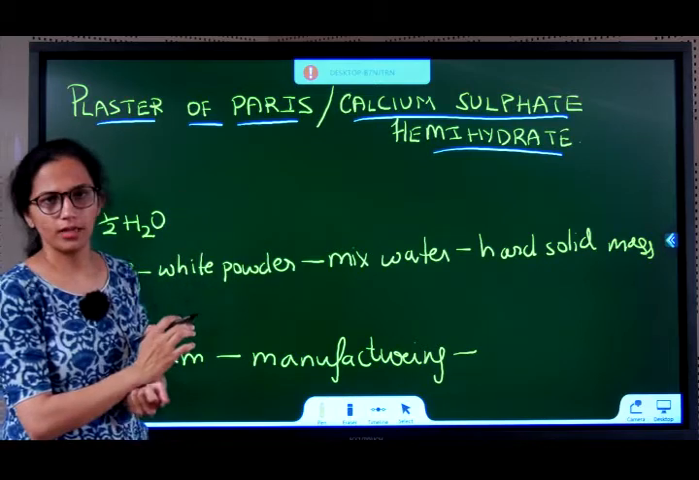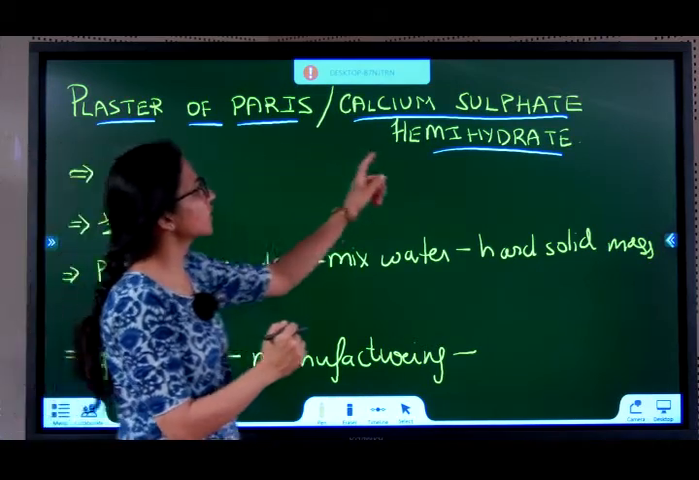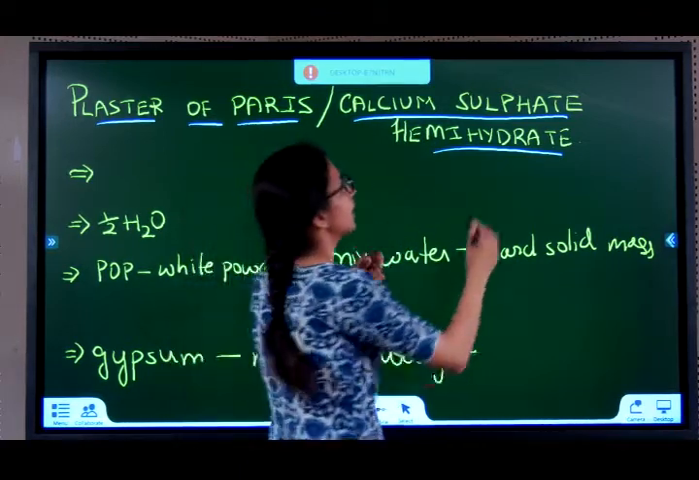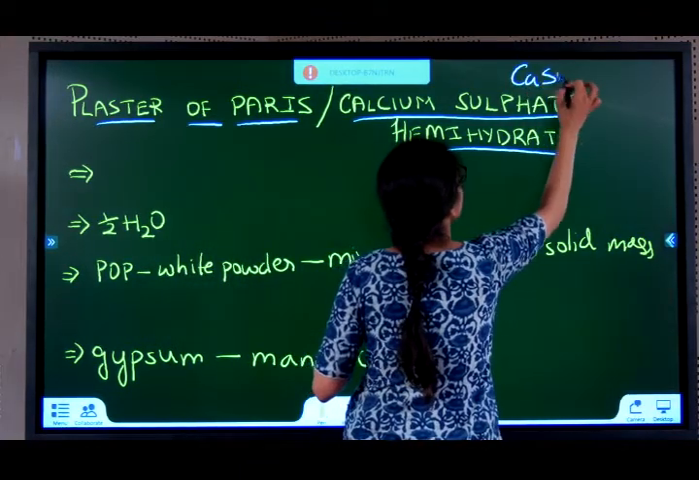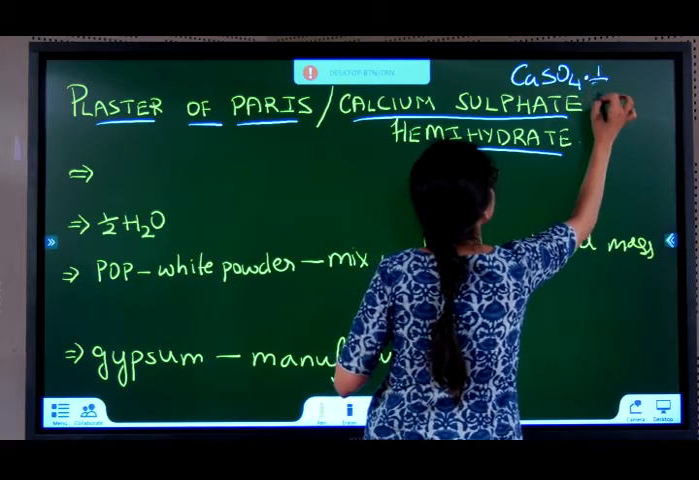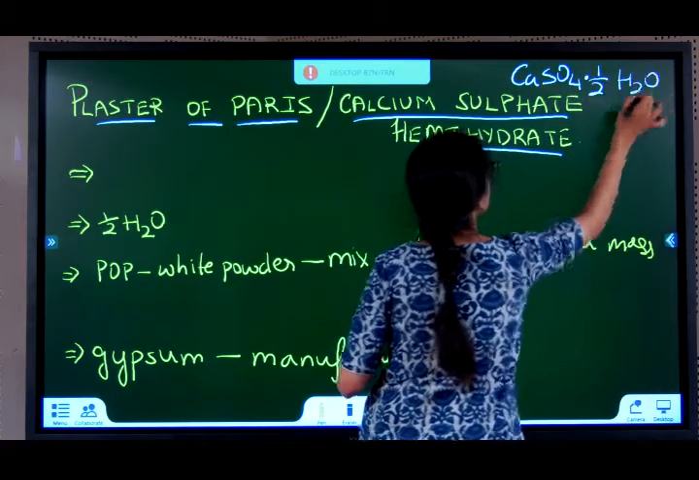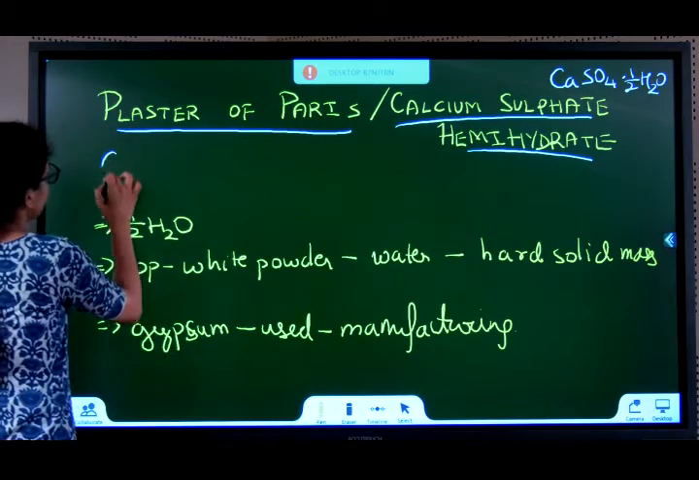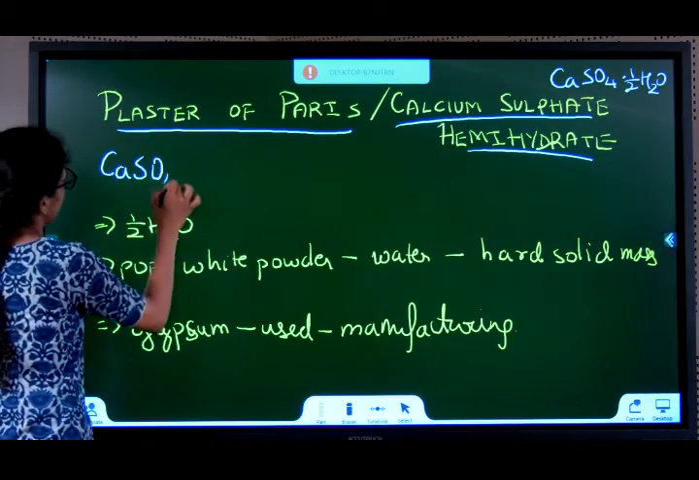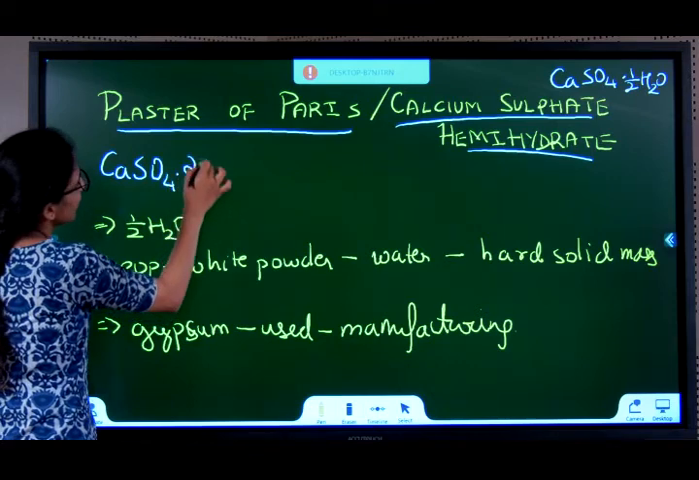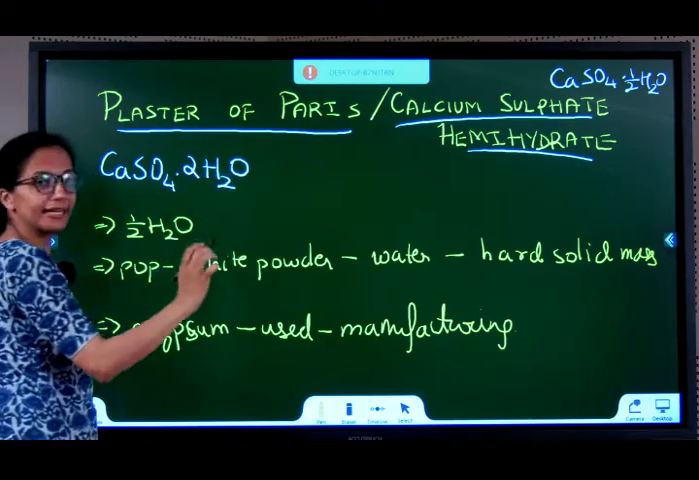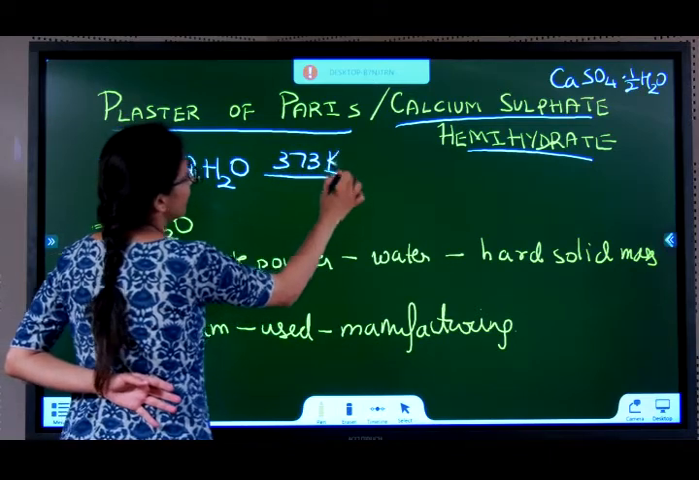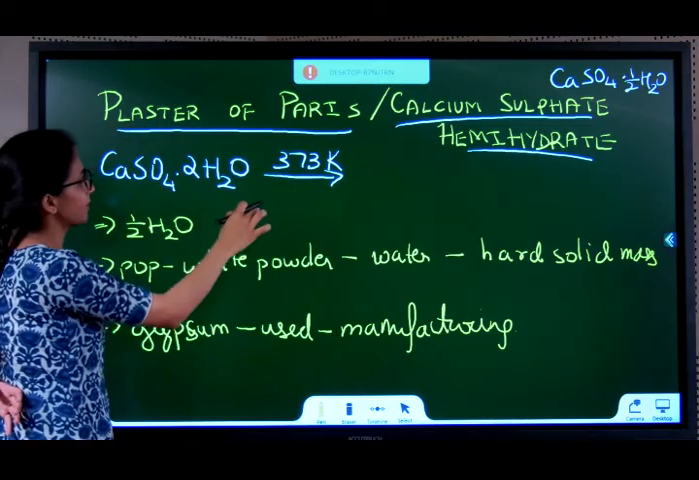What is this formula? What is the chemical name? Calcium sulfate hemihydrate. Hemi means half. Calcium sulfate hemihydrate. How do we prepare this? Take calcium sulfate dihydrate and heat it at 373 Kelvin. Important. This temperature is important.